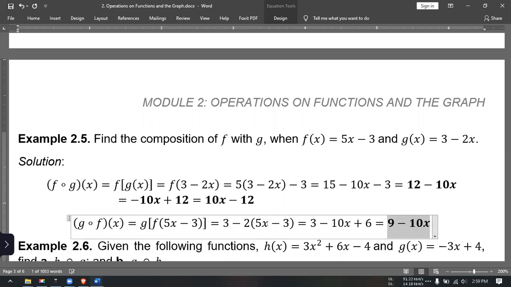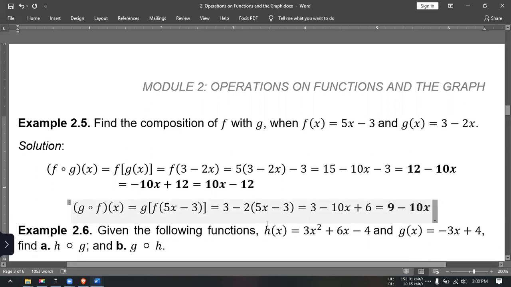Goes to show that pag binaliktad natin yung order ng f and g sa ating solution, we'll be getting a different solution. So be careful, no? You have to be careful kung sino yung mauuna or kung sino yung dependent and independent variable. Okay, next.